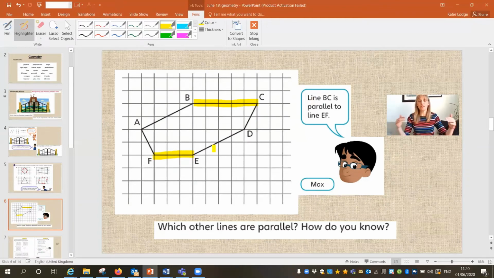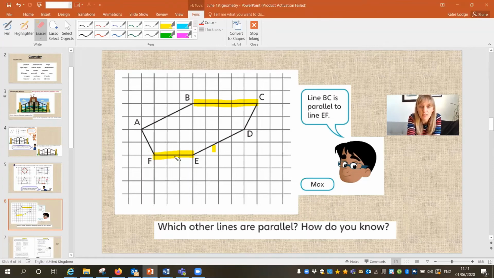You can see that actually, even though they're not completely above or next to one another, they are parallel to each other, because if we were to get a pencil or our pen, let's see if I can have a go at drawing this in a little bit more of a straight way. This line here would keep going on and on and on. And this line here would keep going on and on and on. And they would never meet, they'd never cross. Therefore, they are parallel lines. Now, the question then says, which other lines are parallel and how do you know?